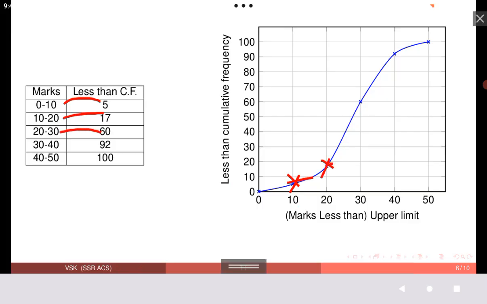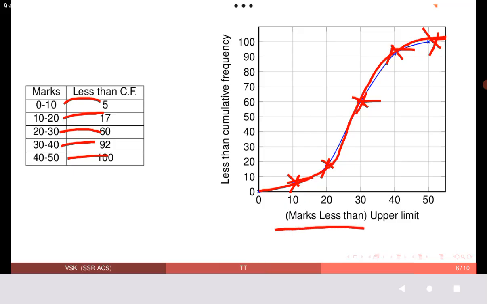Corresponding to 30, the point is 60, so it will come over here. Corresponding to 40, that will be 92, so it will come somewhere here. And corresponding to 50, it is 100, so the point will come over here. Now these points will be joined by a smooth hand, and you can see this will be the curve. In this way, the less than cumulative frequency curve is formed, corresponding to the upper limits.